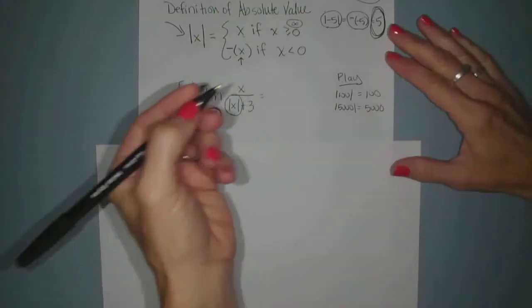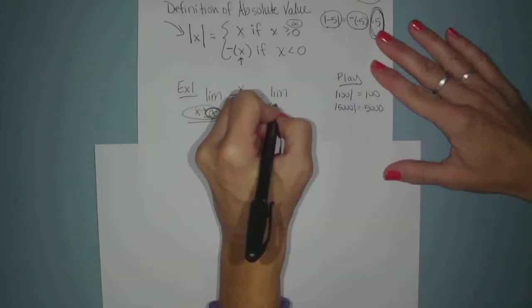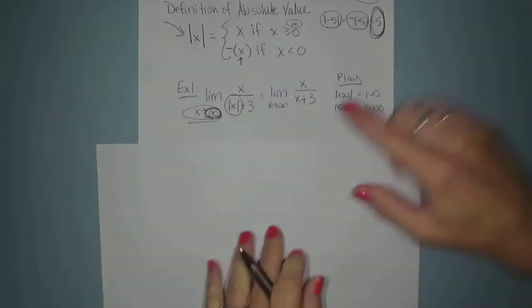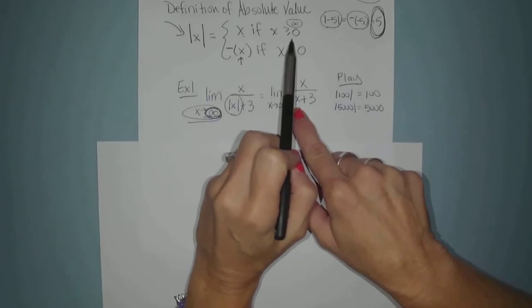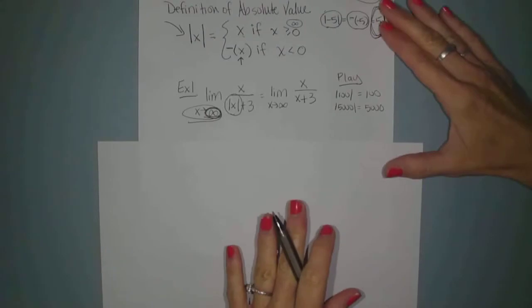So I can actually rewrite this problem like this. The limit as x approaches infinity of x over x plus 3. See, I just dropped the bars. I dropped the bars because x is large positive. Perfect. Now we just go about our business like we did yesterday.